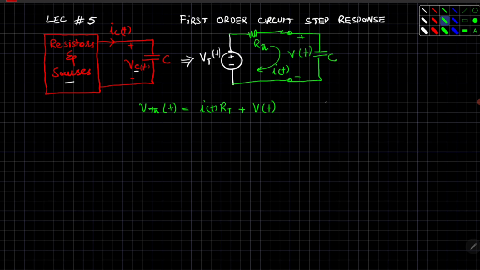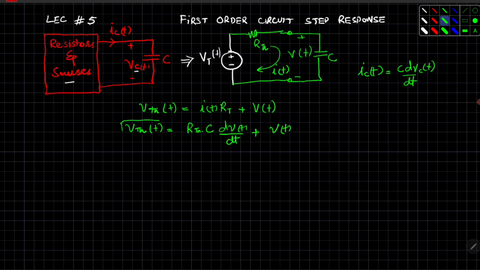Now, as we already know, the current through the capacitor ic at any time is equal to C dVc over dt, and this Vc is again a function of time, the voltage across the capacitor. Now we will rearrange our equation such that V Thevenin of t is equal to R Thevenin times capacitance into dv(t) over dt plus v(t).